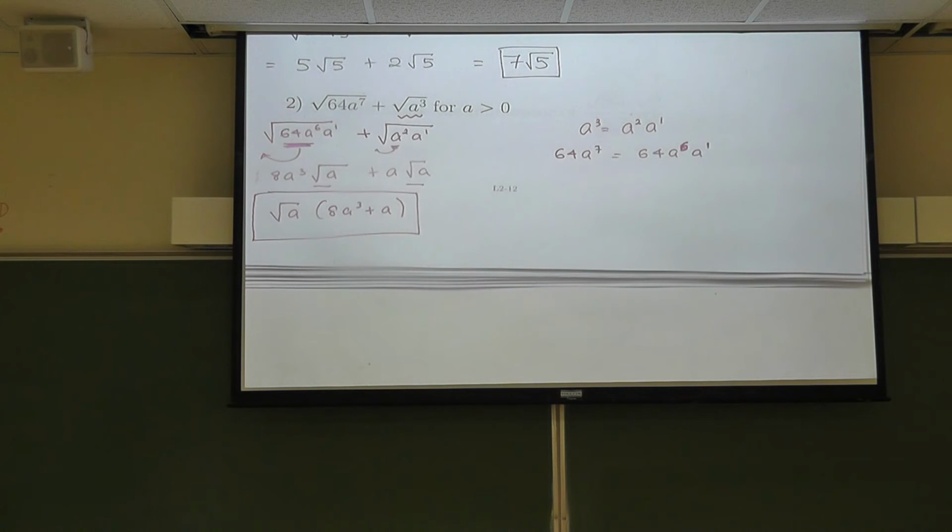Well, of course, you can take a as a common factor and take it out again. Sometimes if it's an exam question and this answer is not the final answer, and I have a different choice containing square root of a times a, 8a squared plus 1, that's the correct answer. So you should be able to identify which one is the correct answer and how further I would factor things. Okay, so this is all right. This is a good answer.